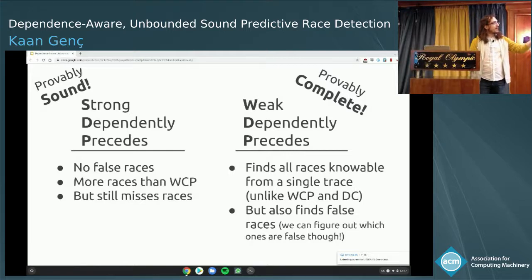On the other hand, weak dependently precedes explores a different route: it's a provably complete method, meaning that it finds all races that are knowable from a single execution trace, which is unlike the prior works, weak causally precedes and doesn't commute. But the problem with weak dependently precedes is that it also finds false races. However, we actually have a method of filtering out these false races, so we don't actually have to report any false races. We only report the real ones.